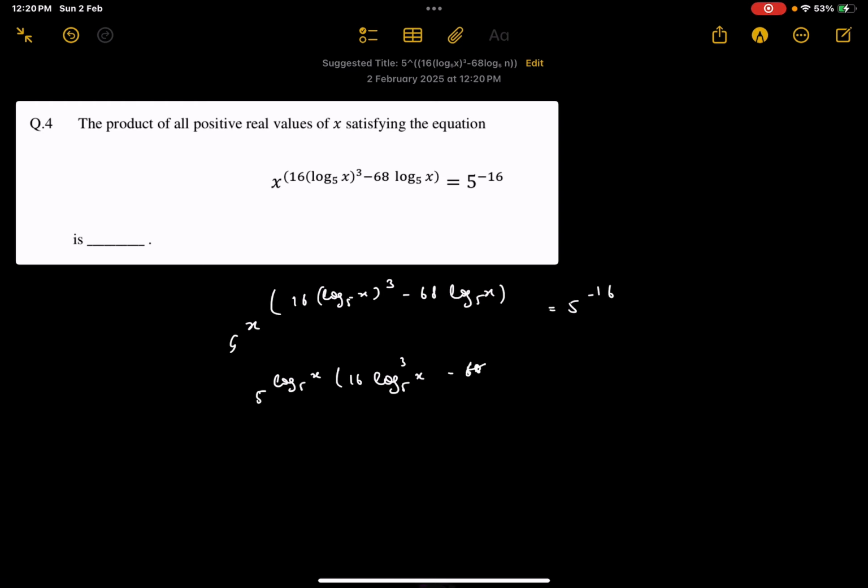minus 68. So we'll write log base 5 x as t. We get t into 16 t cube, which gives us 16 t to the power 4 minus 68 t square.